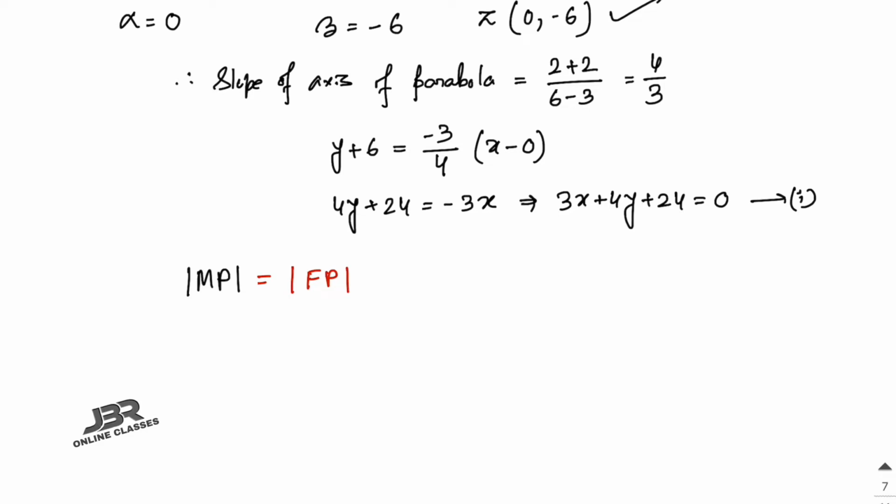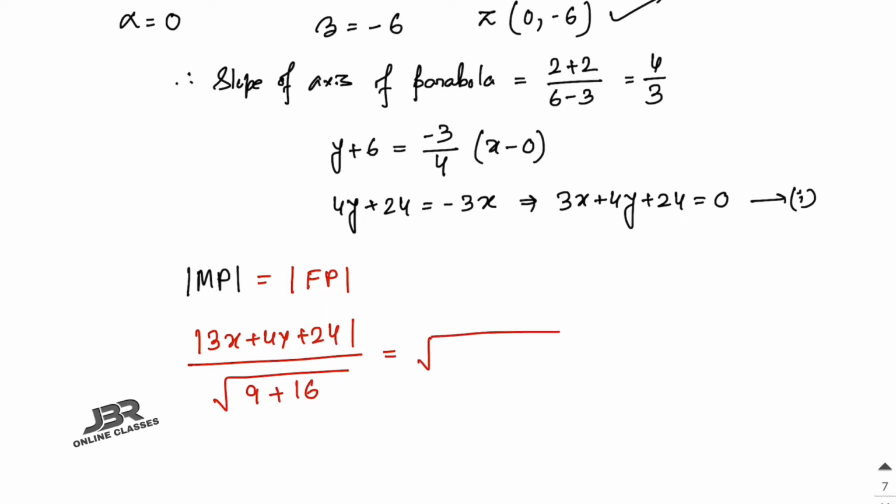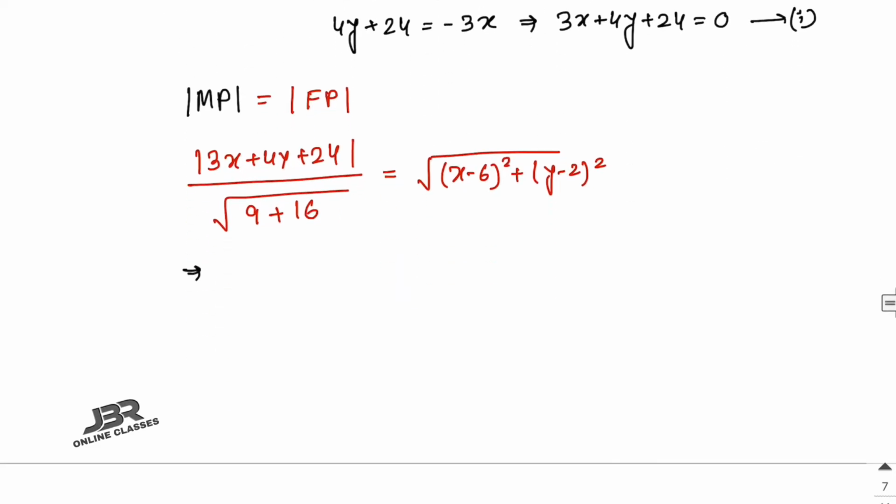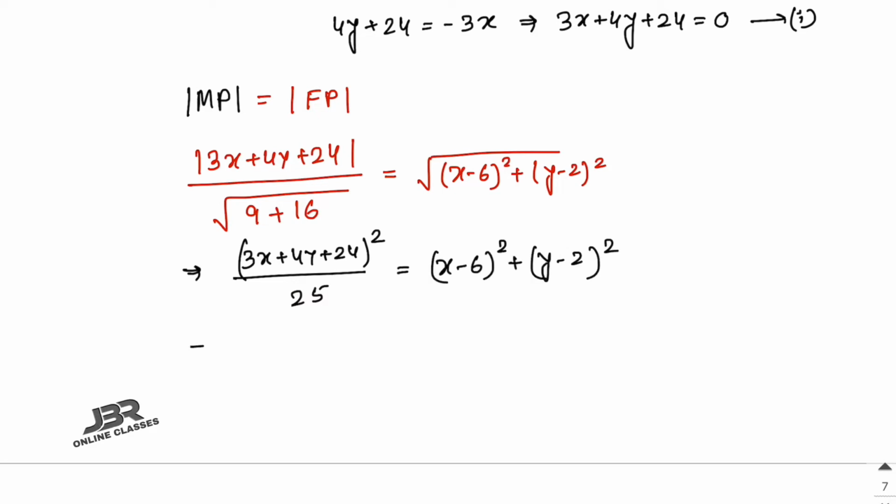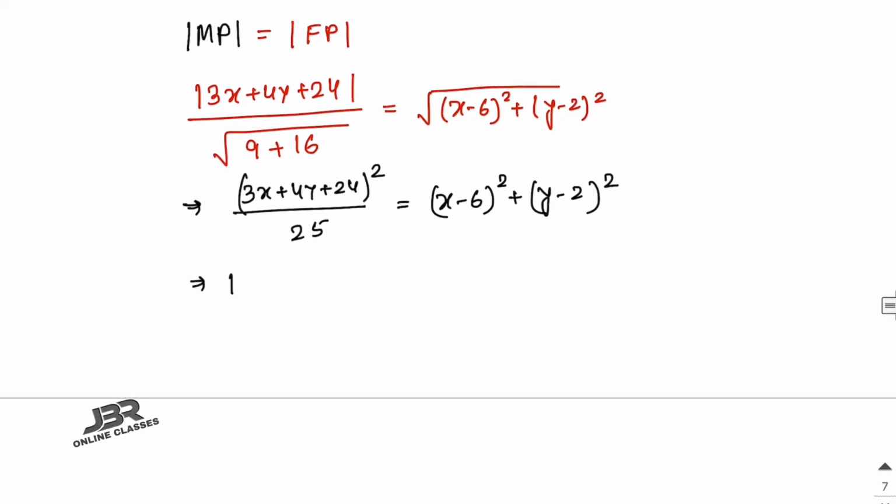Clear? So here you take the modulus of 3x plus 4y plus 24, divided by the square root of the sum of the squares of the coefficients, so 9 and 4 squared, that means 16, and that is equal to the square root of (x minus 6) whole square plus (y minus 2) whole square. Clear? Now squaring both sides, the left side will be (3x plus 4y plus 24) whole square over 25, and that is equal to (x minus 6) whole square plus (y minus 2) whole square. Now solving both sides, you will get the required equation.